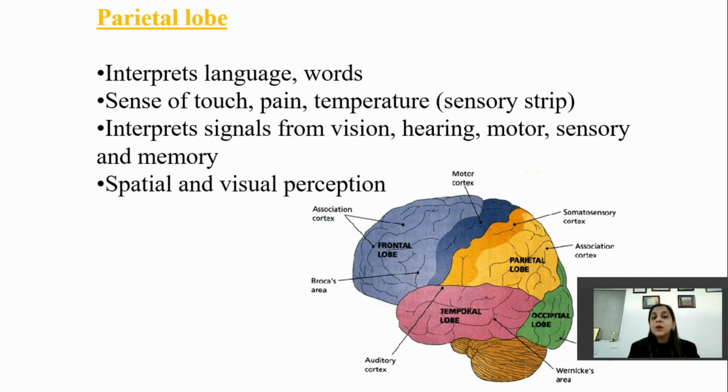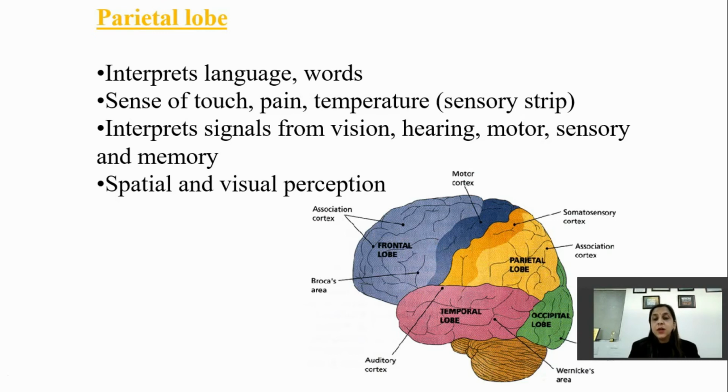Now we come to the parietal lobe. The central sulcus divides the frontal lobe from the parietal lobe, and in that lobe we have 2 areas, the somatosensory areas as well as the associated area. Somatosensory areas are responsible for sensations like touch, pain, temperature, vibration, and the associated cortex helps the somatosensory areas.